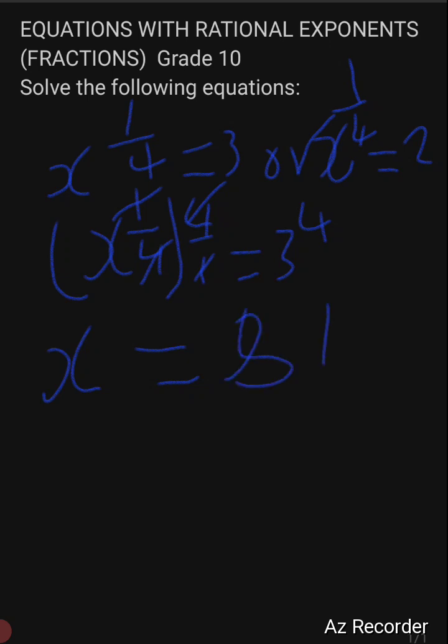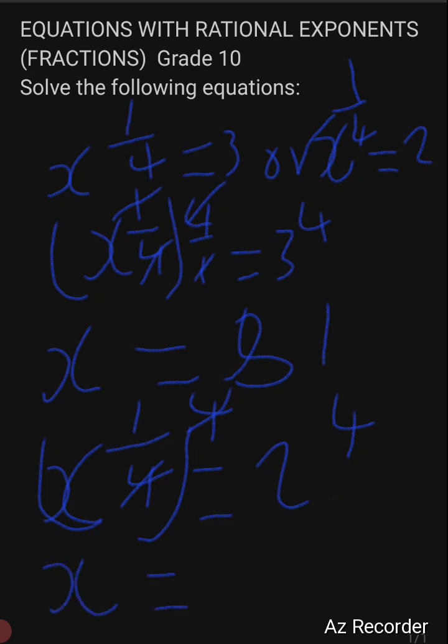Similarly, we are going to do the same thing on x to the power of 1 over 4 equal to 2. We raise both sides to 4. Remember that the 4 and 4 cancel, and we're left with x here. So what is 2 to the power of 4? It will be 16. So meaning that we are going to have x as 16 and x as 81. So that's the solution to the second example.